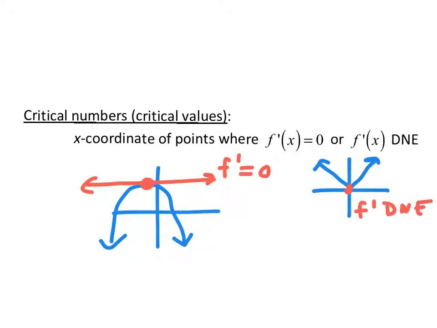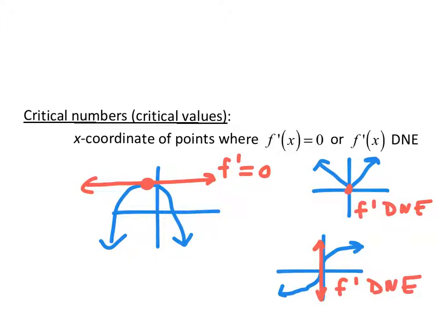Or it could be known as a vertical tangent line, where I have a function that comes in, goes up, and then keeps going. And if I was to draw the tangent line there, the tangent line in the middle here at the origin is actually going to be vertical, and the slope of any vertical line is undefined, so f prime does not exist there. That would be something like x to the 1/3 or something like that.